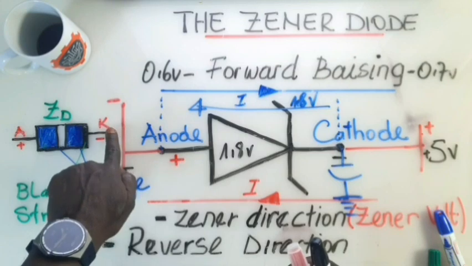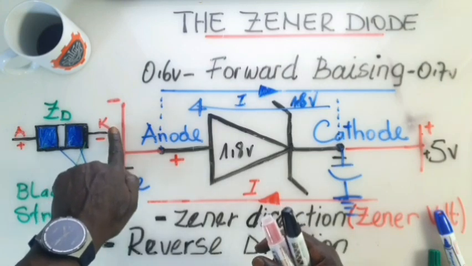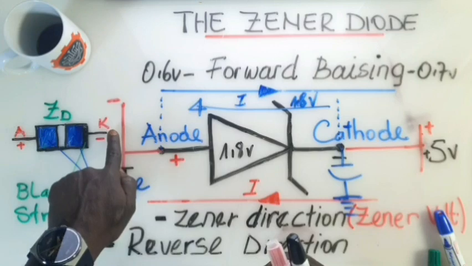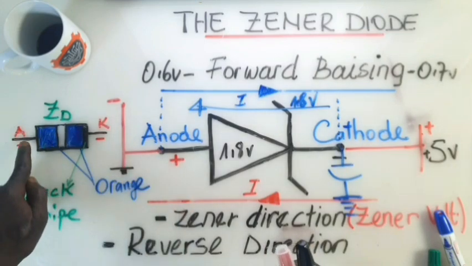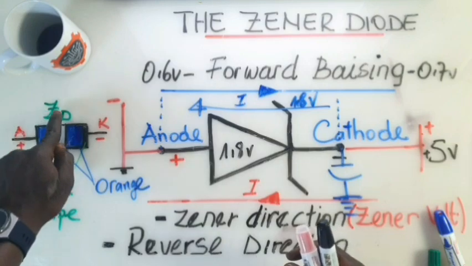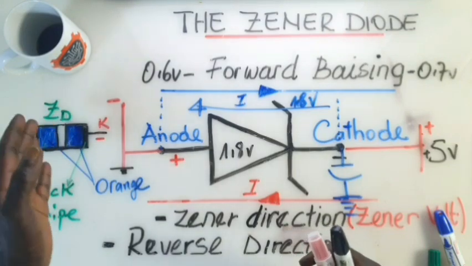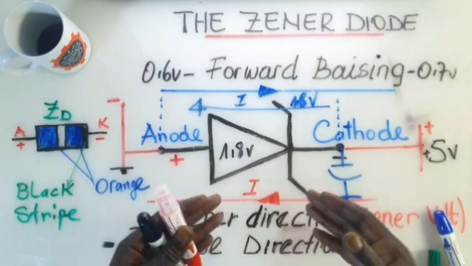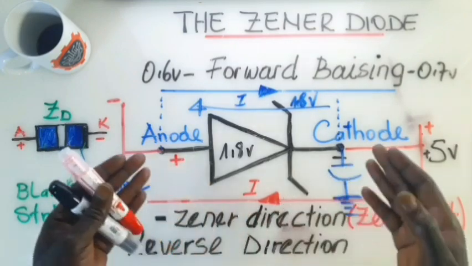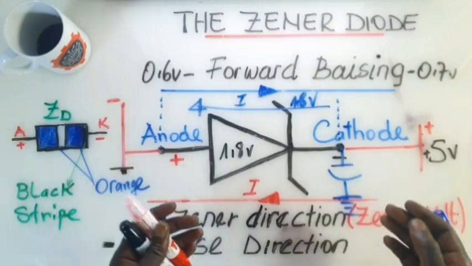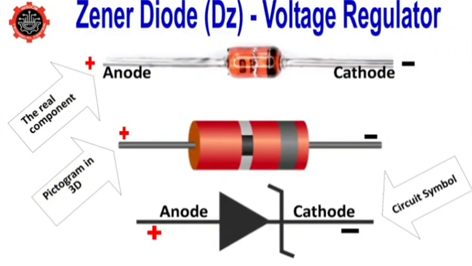So the short form for cathode, you fit denote am like K, and then anode na like A. While ZD means Zener Diode. So now make we hear the story wey dey about this component right now. So Zener diode na some electronic component wey e use for stabilize voltages inside electronic and electrical circuits.